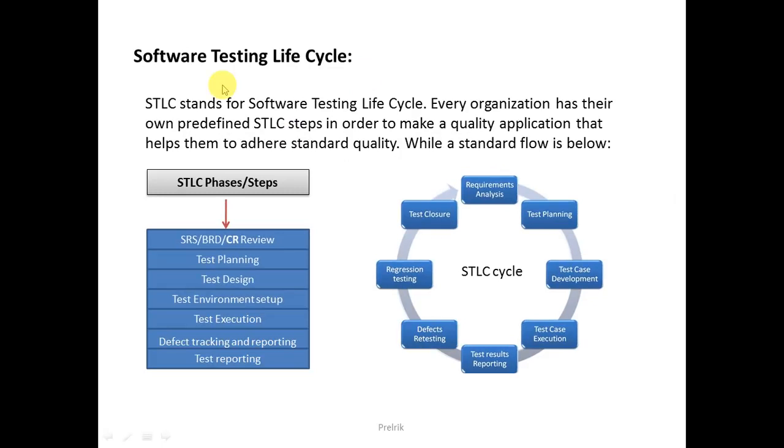Now we come to the point, what is the software testing lifecycle. As we have talked earlier about what is software testing, here we'll talk about STLC phases and steps. It begins with the very first SRS, BRD, and CR review. SRS stands for software requirement specification, BRD stands for business requirement document, and CR stands for change request. A tester or anyone responsible for test planning will review the requirement document or change request document, and after having a proper understanding, they'll start test planning.